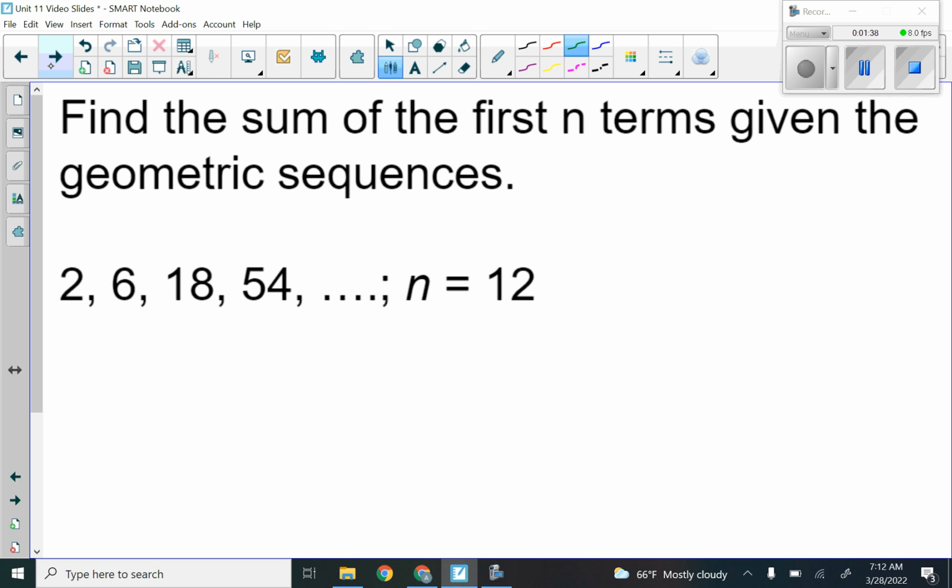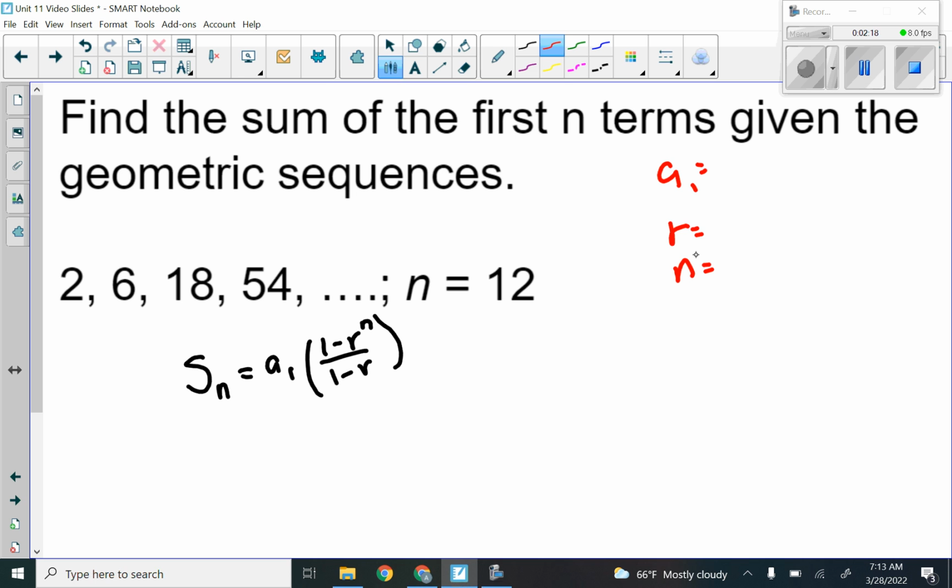So now we're going to get into using that geometric series. We want to find the sum of the first n terms given the geometric sequence. So let's look at our formula again. S sub n equals a sub 1 times 1 minus r to the n over 1 minus r. So we need to know what a sub 1 is, what r is, and what n is for this formula.